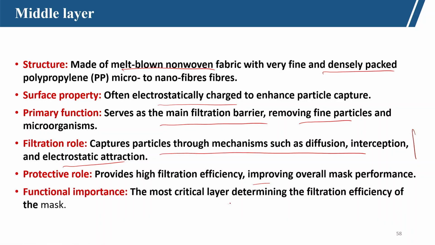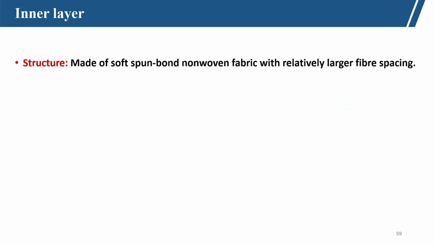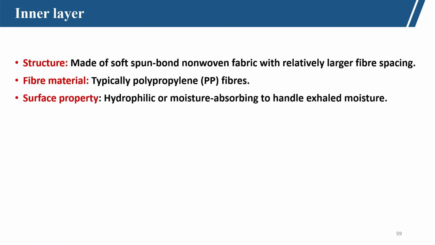And the most critical layer in determining the filtration efficiency is the middle layer. The inner layer is a soft spunbond nonwoven with relatively large fibers, which gives the soft-touch comfort typical of an N95. It is typically hydrophilic, or moisture absorbent. It should be soft in handle.